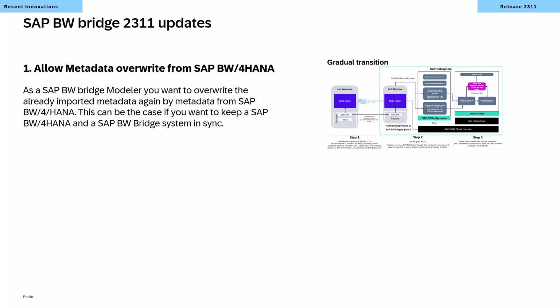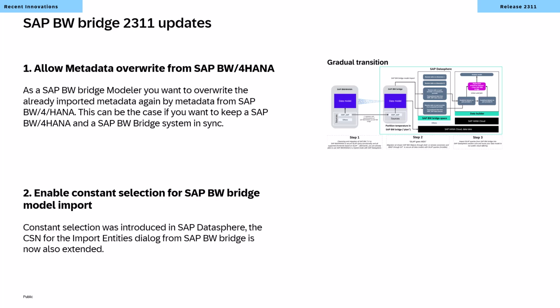The same thing applies on the BW for HANA side. That's why this feature is also, of course, now delivered with the 2023 release. Another interesting one is enabling the constant selection feature in Datasphere, also for the model import of the BW Bridge.